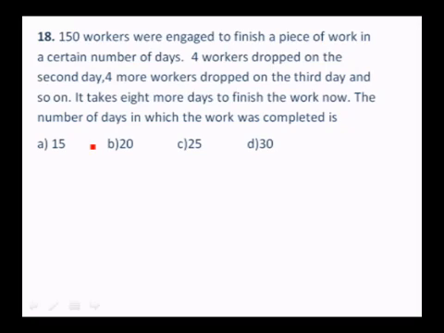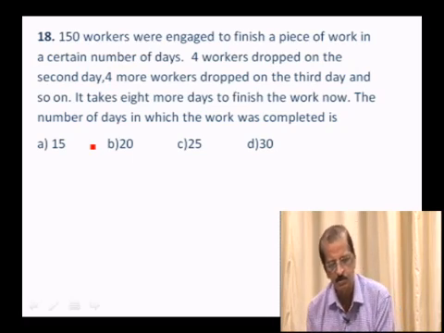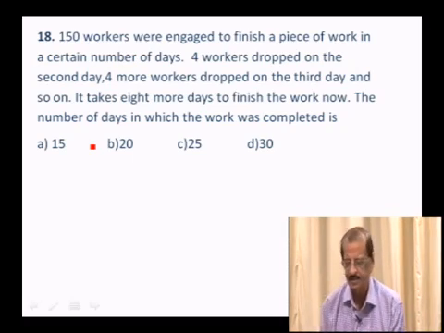18th one. 150 workers were engaged to finish a piece of work in a certain number of days. 4 workers dropped on the second day, 4 more workers dropped on the third day, and so on. It takes 8 more days to finish the work now. The number of days in which the work was completed is, he has given 4 options: 15, 20, 25 and 30.